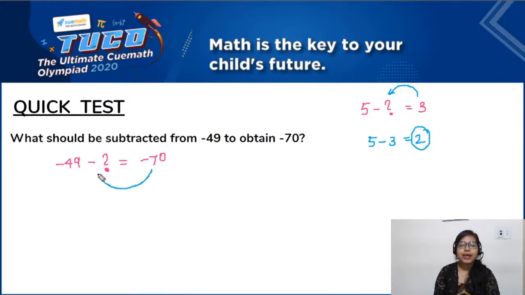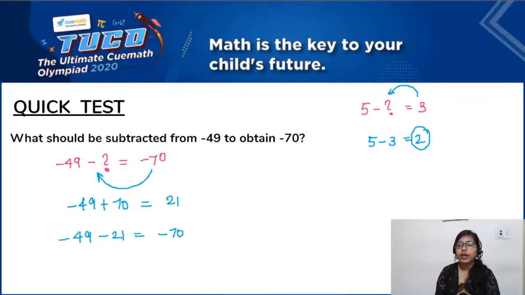Similarly, you could get this minus 70 to the other side, which becomes a plus 70. So minus 49 plus 70 would give us how much? It would give us a 21. Hence 21 needs to be subtracted from minus 49 to get a minus 70. And you all could verify that as well. Minus 49 minus 21 would give us a minus 70.